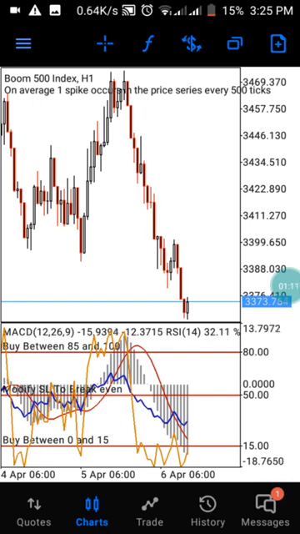So I'm going to make this video on Boom 500 and Crash 500. As you can see, this is Boom 500 on 1 hour time frames, and I'm going to explain how it really works on Boom 500 and Crash 1000. Before I explain it to you, let me show you the settings of this strategy.